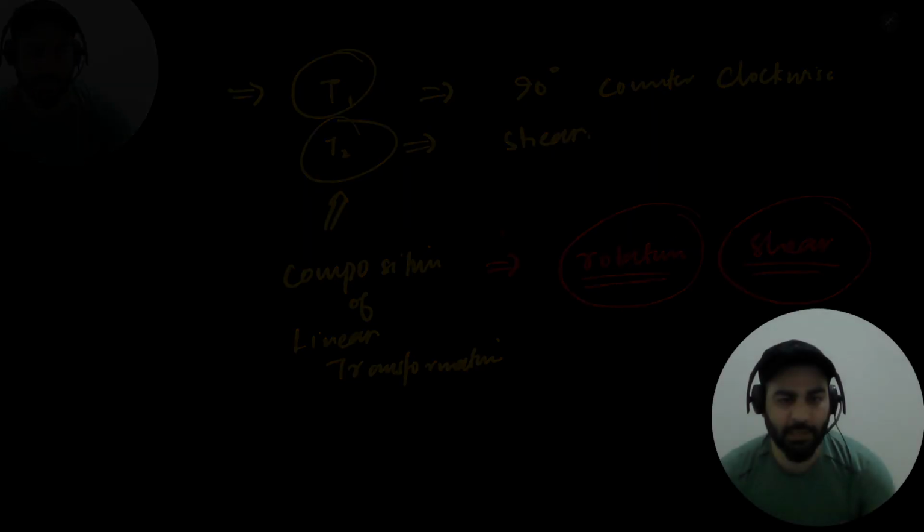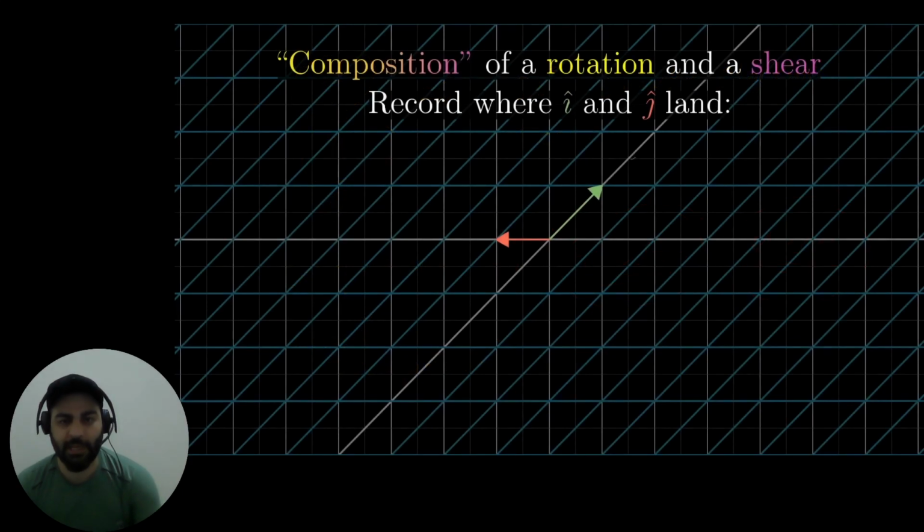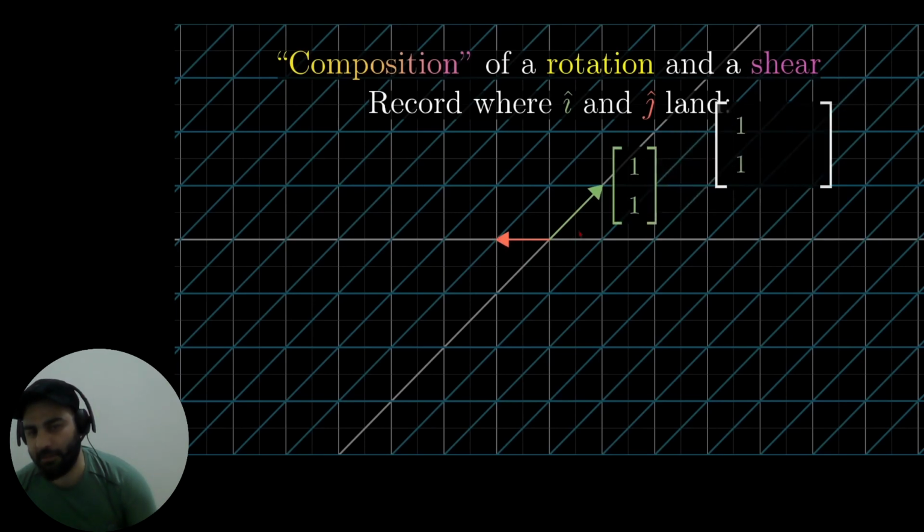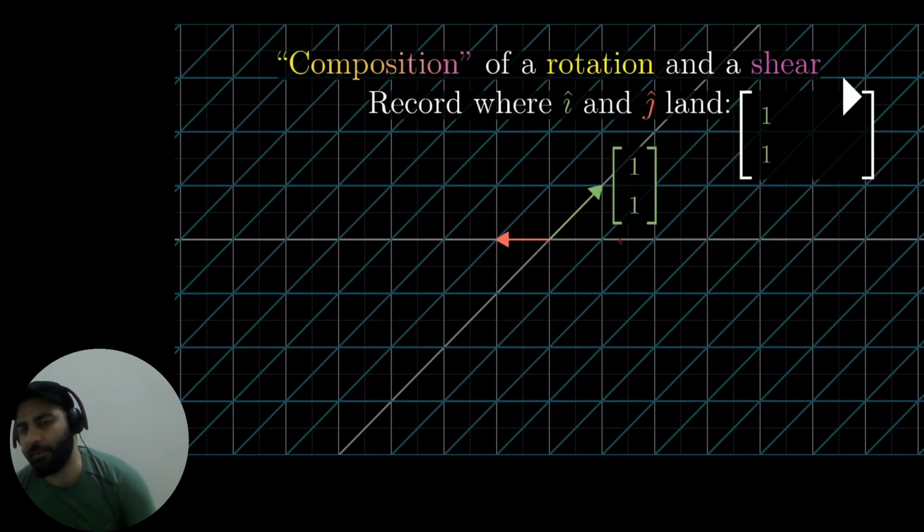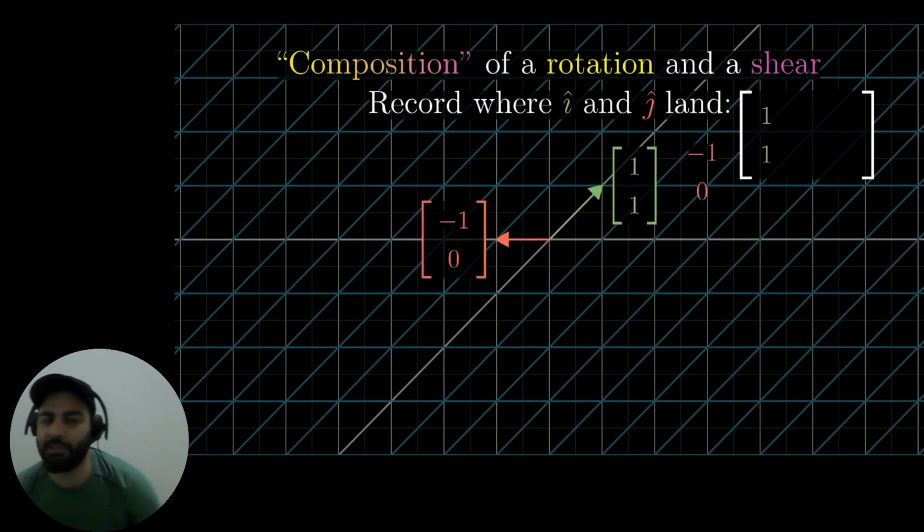So I'll just show that again on the animation. We have to keep the record of where the i hat and j hat landed. So this is after the rotation and the shear. Now we'll capture where this i hat and j hat landed. So this i hat landed at 1, 1, and we can keep it in a column. Then j hat landed at minus 1, 0, and we'll keep this as the second column. So this matrix now represents 1, 1, minus 1, 0. This represents the composition of a rotation and the shear.